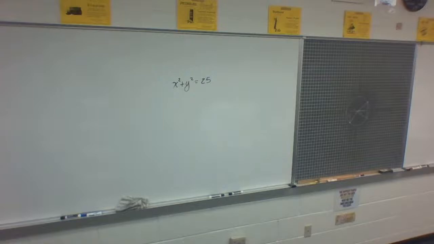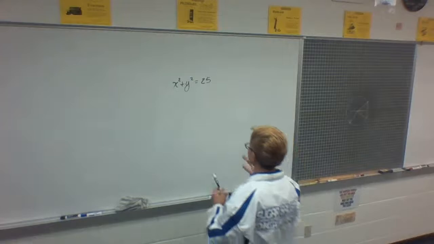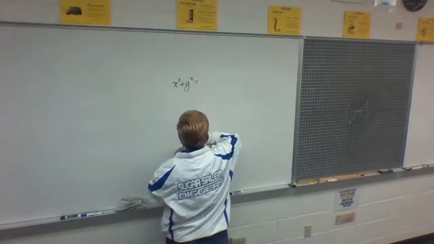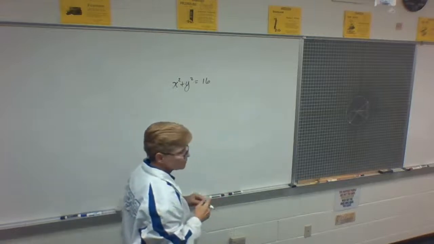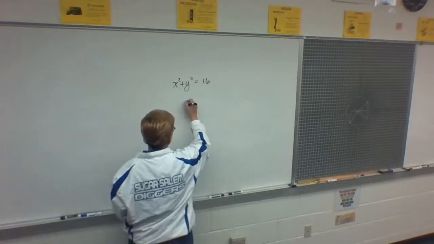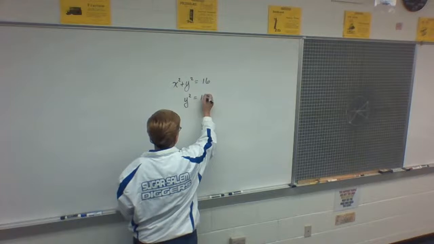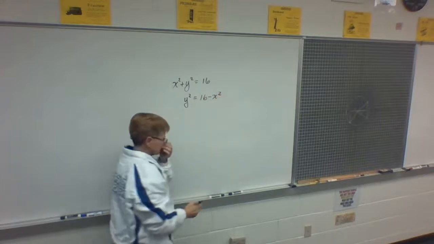It says, use a graphing calculator to graph x squared plus y squared equals 16. So I'm just going to change this to a 16. What will the radius of it be? 4. How are we going to get the calculator to graph it? Like this. Got to solve for y. Follow that little move?